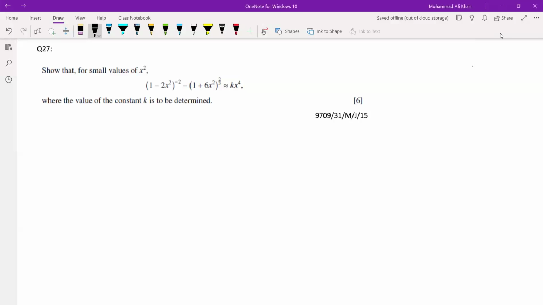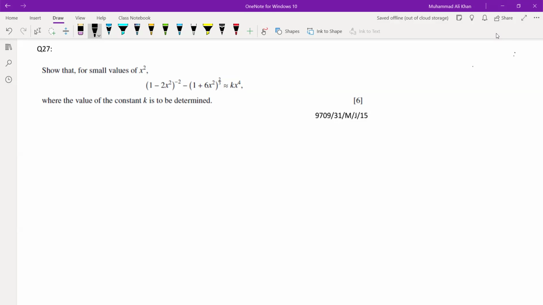Question number 27 is of May/June 15, paper 3-1. Show that for small values of x, the expansion has x squared and the constant k is to be determined. We have to calculate the value of k.